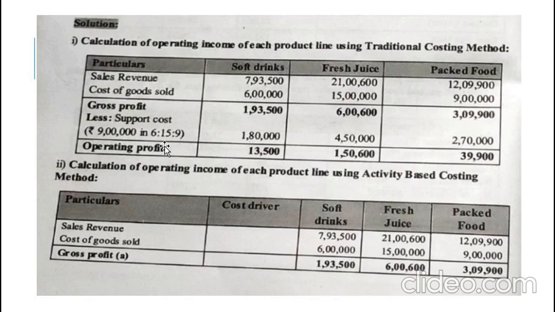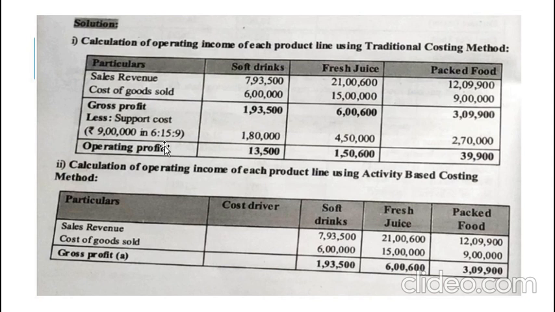So 9 lakh into 6 divided by 30. How did you get 30? It is 6 plus 15 plus 9. 6 divided by 30 will give you 1,80,000. That is for soft drinks. Then again 9 lakh will be divided based on the cost of goods sold ratio to fresh juice, which is into 15 divided by 30, which will give us 4,50,000. And again 9 lakh into 9 divided by 30, which will give us 2,70,000.